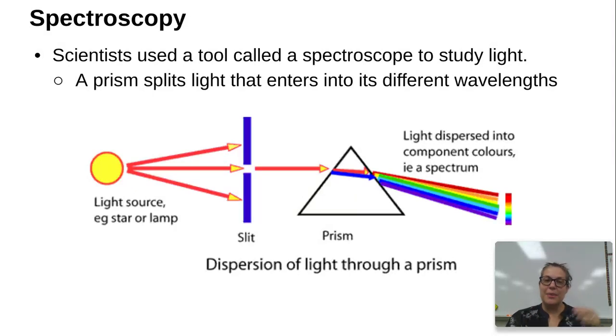Essentially, what happens is when the light comes in, it starts to bend as it moves through the glass, and because they have different energies and wavelengths, they're going to split at different rates, causing it to have that band of rainbow along the way.